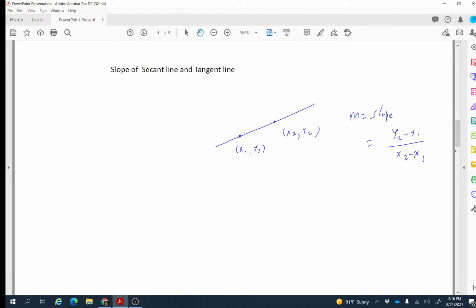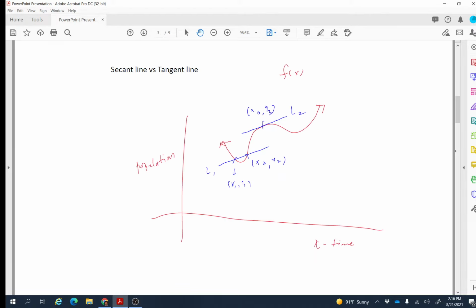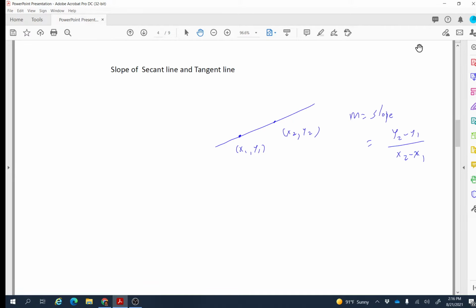So we can use the same idea to find the slope of this secant line L1. The slope can be found by using the very same formula. But in the case of the tangent line, we have to use this formula for the slope of the secant line to find the slope of the tangent line. And for that, we have to understand the meaning of this.